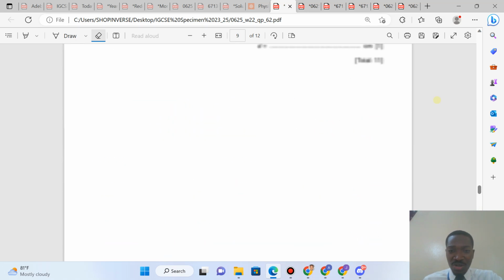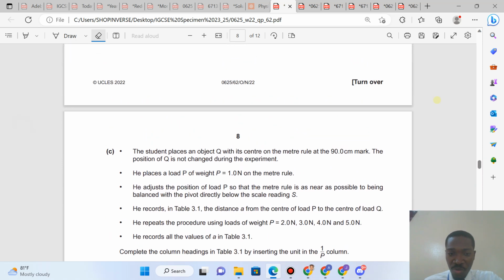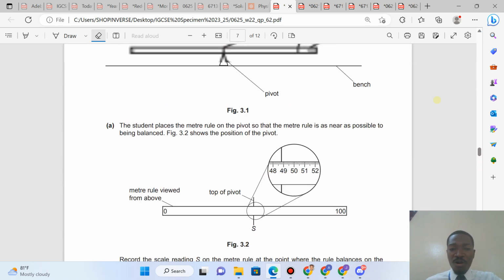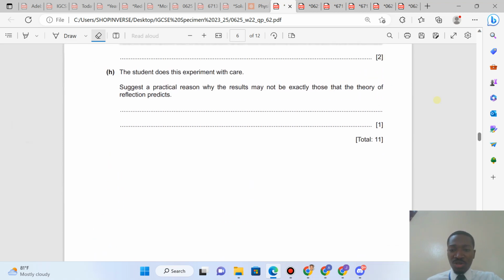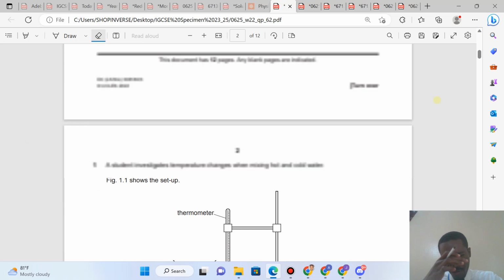That's all. That's how you answer questions on question 4 of paper 6. Any question 4, just follow this pattern to answer question 4, paper 6, question 4 on planning.